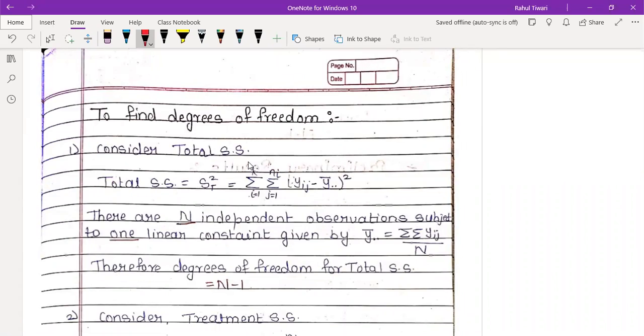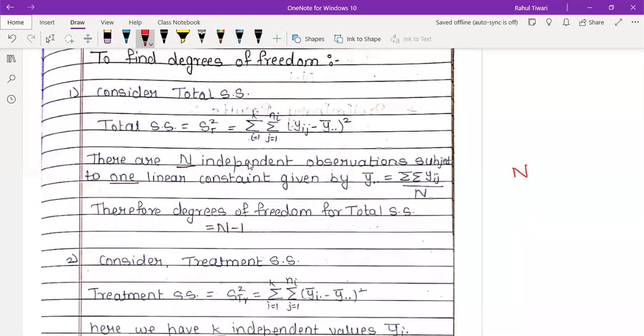If I talk about the total sum of square degree of freedom, in total we have n observations. And I am putting one condition here, y bar dot dot, which you need to compute. That is called a linear constraint. Based on that, there is one linear constraint we are putting to compute this total sum of square, so 1 degree of freedom is reduced. Therefore the total sum of square has n minus 1 degree of freedom.